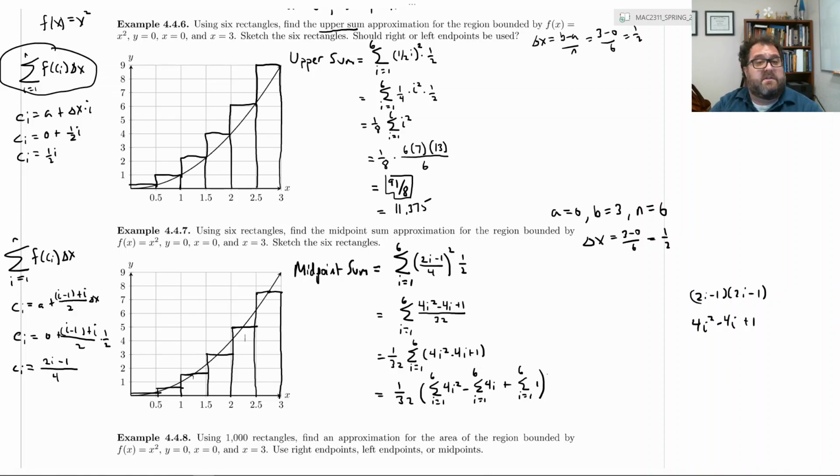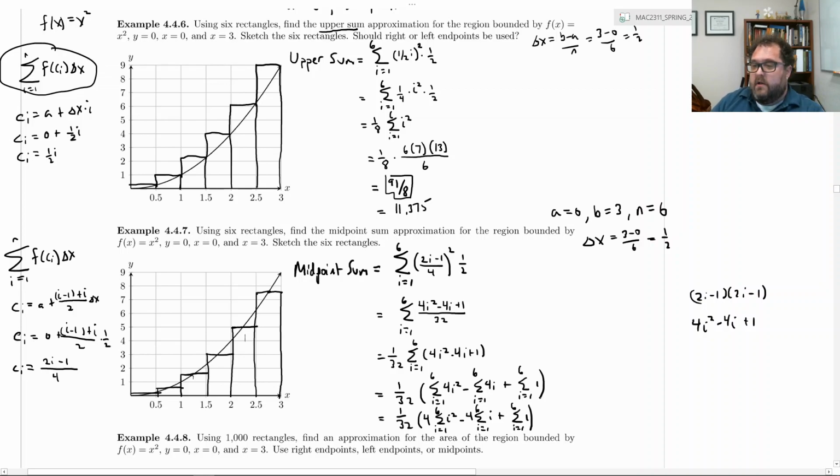Okay, now I have 3 individual sums. 2 of them have a constant multiple that I can factor out. So that's going to give me 1 over 32 out front. That's going to be there for a little while. Now this first one has a 4 constant multiple. I can factor it out of the sum. So I get 4 times the sum, i equals 1 to 6 of i squared. I have a 4 here again, so that's negative 4 times the sum, i equals 1 to 6 of i. And then plus this last one, nothing necessary there, just to rewrite it. Sum from i equals 1 to 6 of 1.